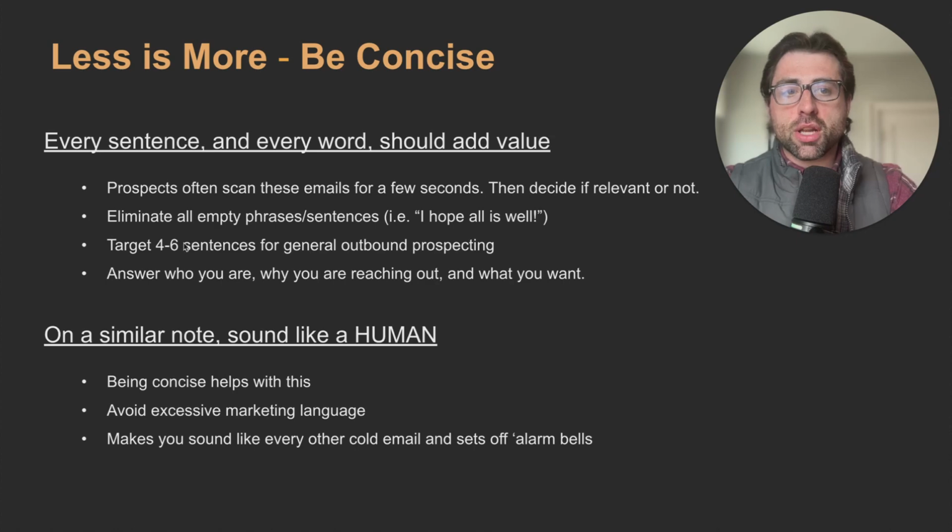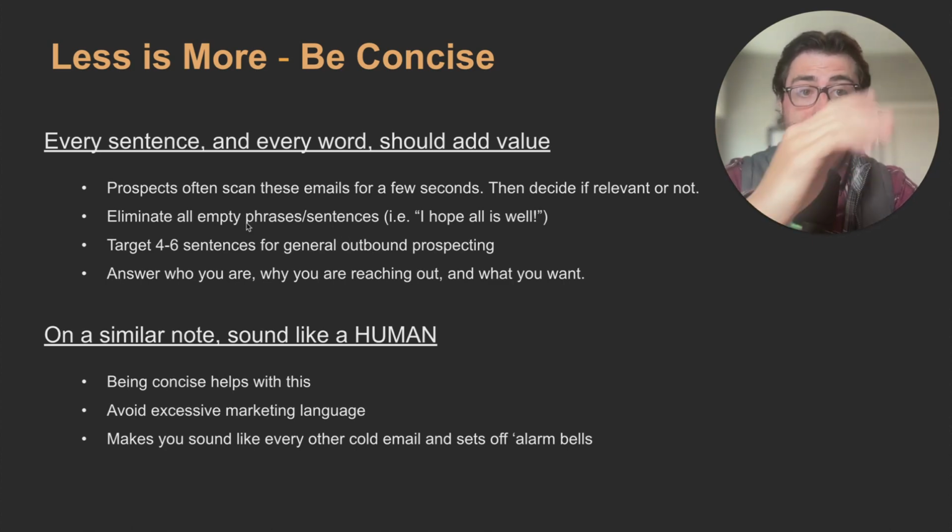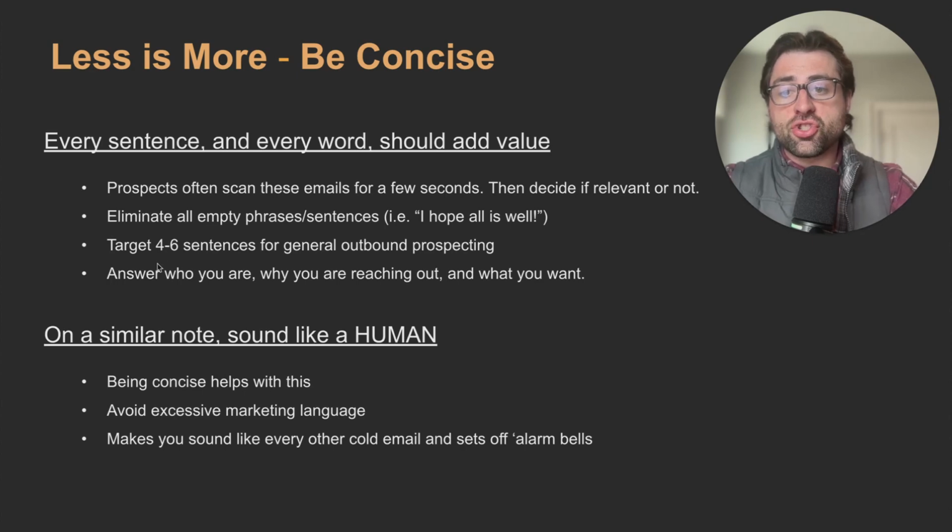I generally target 4 to 6 sentences for general outbound prospecting. If I'm not being super strategic with a particular account or prospect, and I'm just trying to send out a high volume of emails, this is generally what I go for. I try to answer 3 questions succinctly in every email: who I am, why I'm reaching out to them, and what I want. I'm going to show you examples of how to do this in a second.